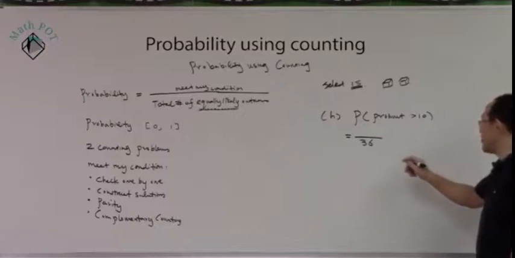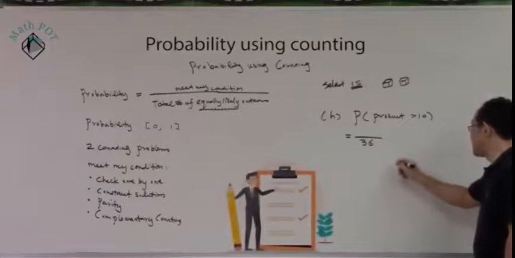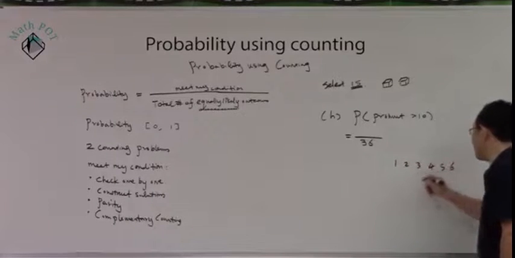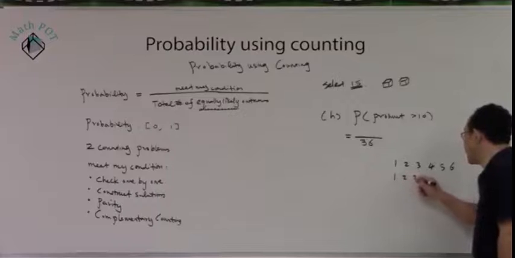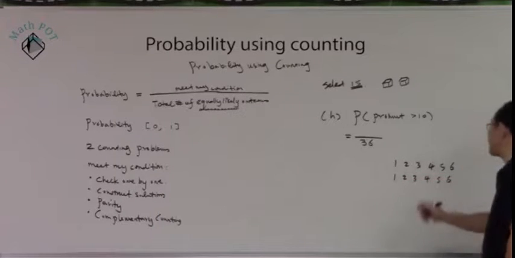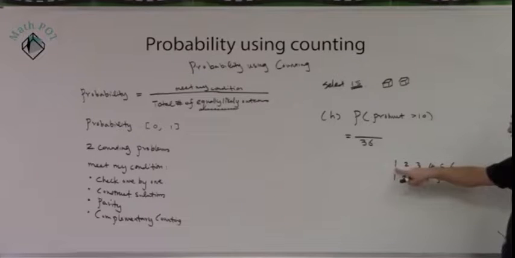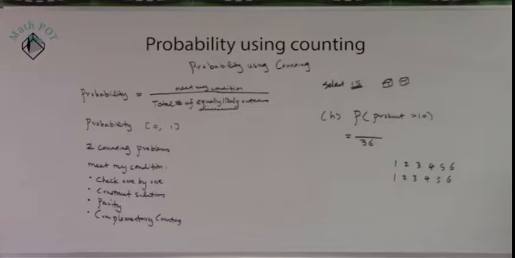So still, if you want to track one by one, let's try to list everything here. First number could be 1, 2, 3, 4, 5, 6. Next number, of course, could be 1, 2, 3, 4, 5, 6. Let's quickly check: multiply together greater than 10. If the first number equals 1, multiplied with anyone here must be less than 10. That means we definitely have no satisfying condition.